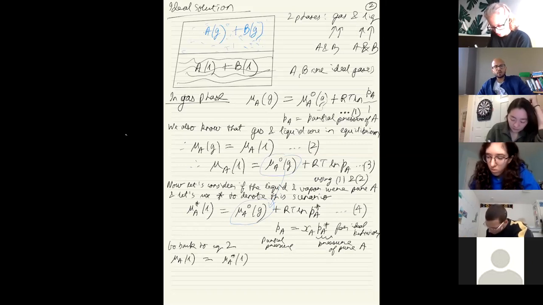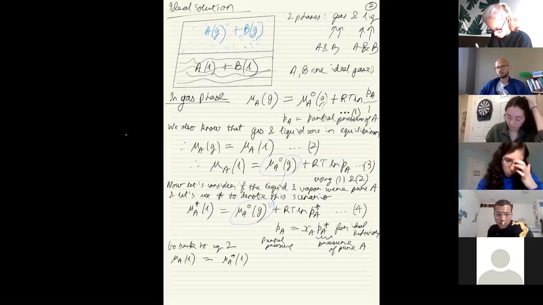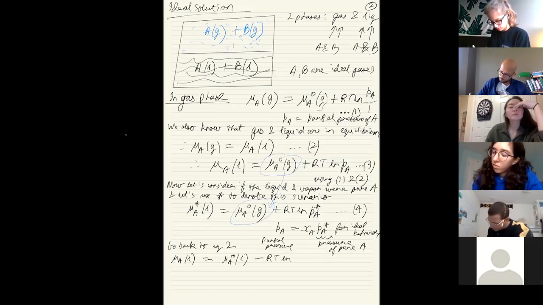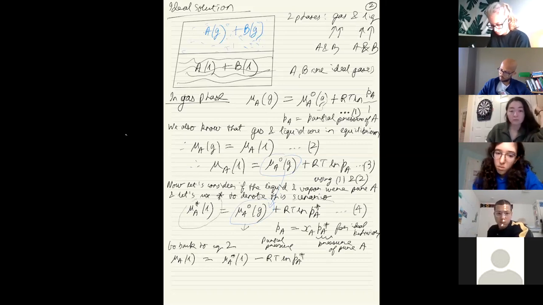So the operations I'm doing look a bit complicated. They look complicated to me the first time I read them, but it's not. It's just careful bookkeeping. Mu A star L minus RT ln PA star, right? Where did the minus come from? Because we took this mu A naught G and wrote it as a difference of mu A star L minus RT ln PA star and RT ln PA star. So, and we still have this term left over here.